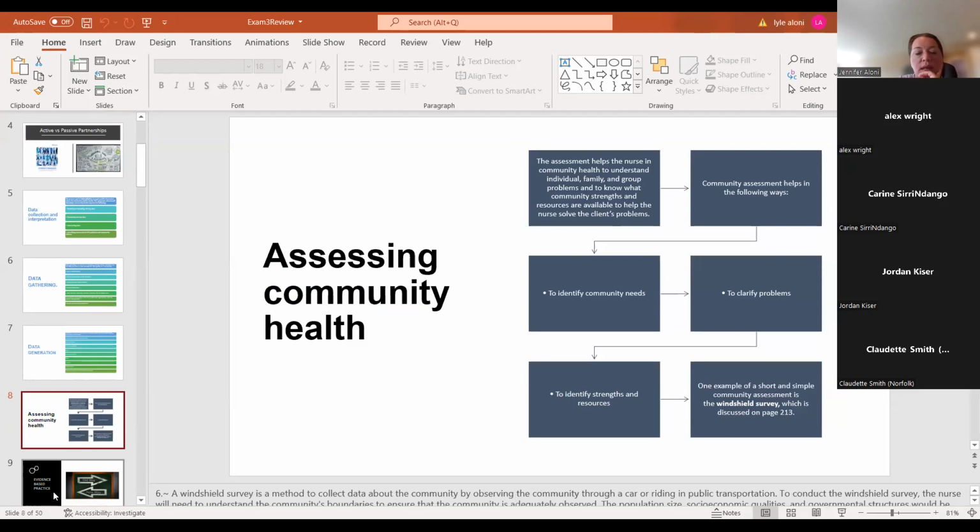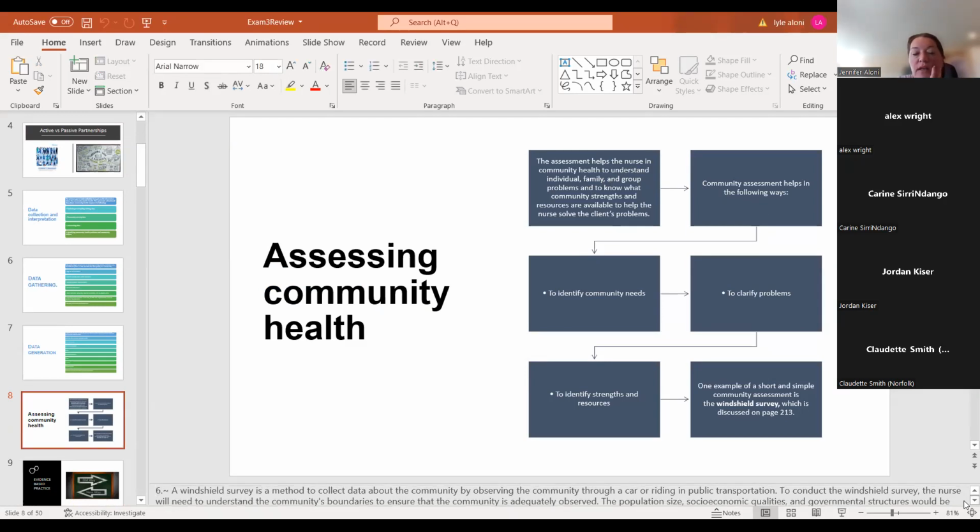When we're looking at assessment and assessing the community's health, we're going to make sure that the nurse understands individuals, family, and group problems and knows what their strengths and weaknesses are and what kind of resources we can look at. Know that we're helping with assessment to identify what the community needs. We do this sometimes with a windshield survey where we're going to collect data by observing the community through a car or a ride in a bus. For our windshield survey, the nurse will need to understand the boundaries. Remember, we talked about before you can do one, you have to know where the community starts and where it ends.